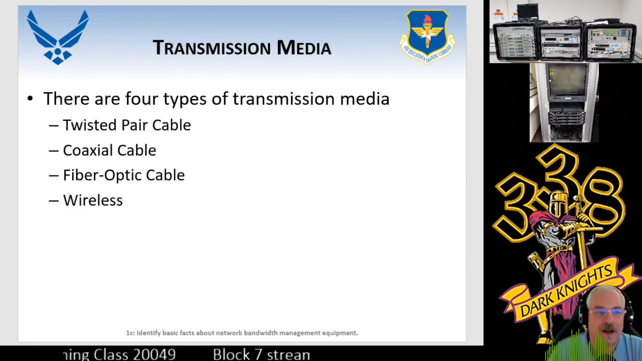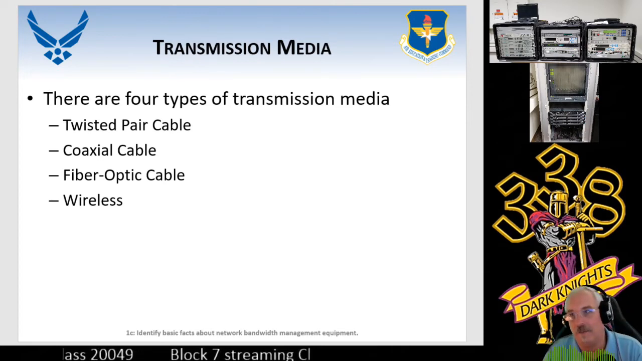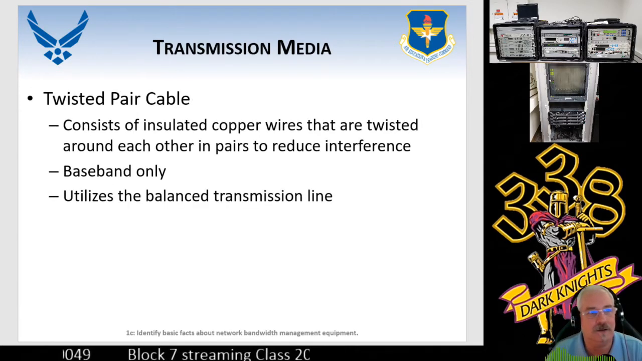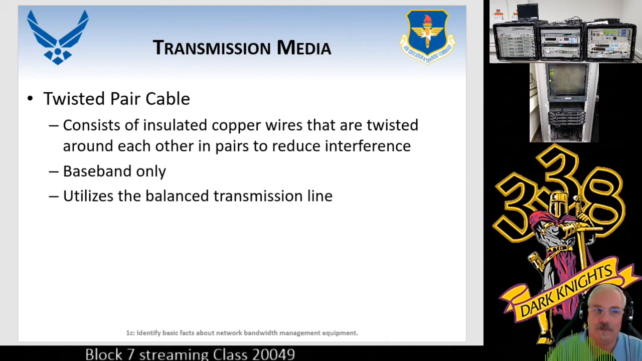There are 4 different types of transmission medium. You got a twisted pair, you got coax, fiber optic, and wireless. Each one of them is different. Let's take a look at twisted pair. This is basically 2 copper wires twisted. Normally uses baseband only. Balanced line. See where we got balanced at?